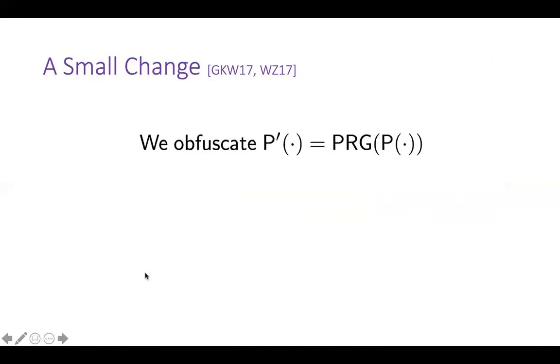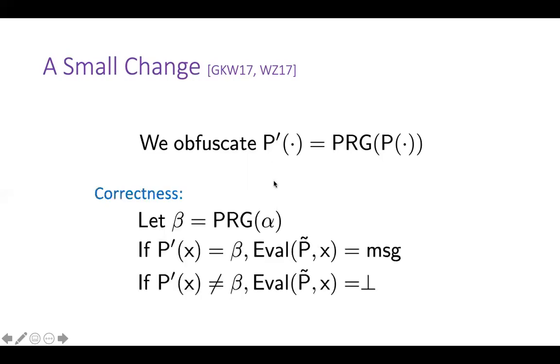The previous paper actually makes a small change for the security proof to go through. Instead of obfuscating the program P, they obfuscate the program P prime, which is obtained by first computing the function P and then computing a length-expanding pseudorandom generator on P's output. We of course need to make sure that the PRG is also in NC1 so that P prime is in NC1.